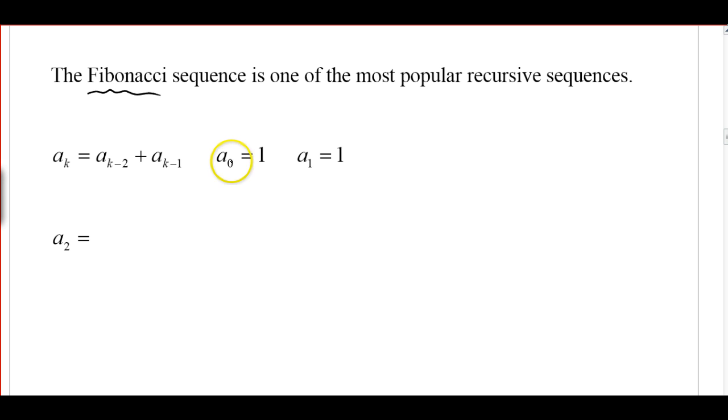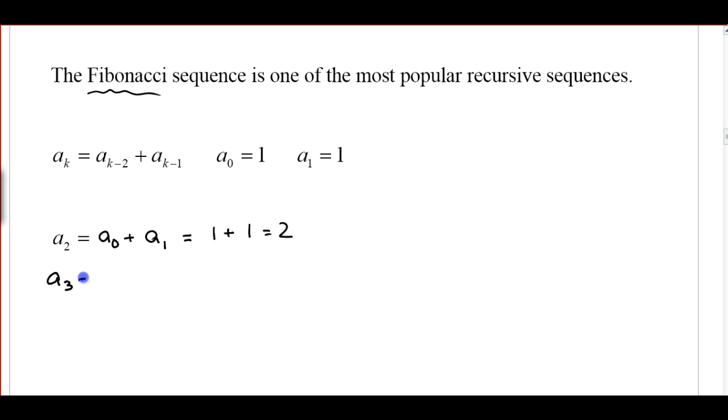We define the 0 term to be 1, and we also define the first term to be 1. Then a sub 2 would be a sub 0 plus a sub 1. A sub 0 is 1 and a sub 1 is 1, so the second term is 2. Let's generate a few more.